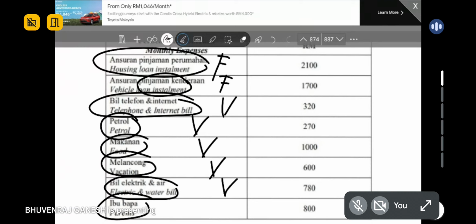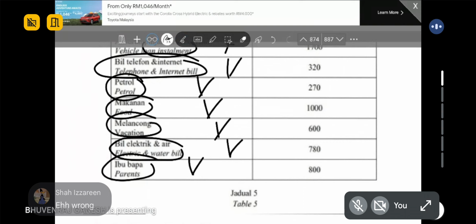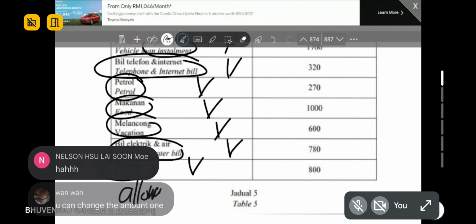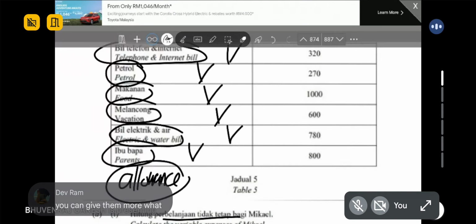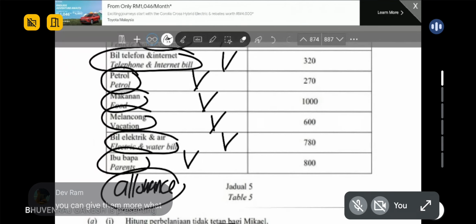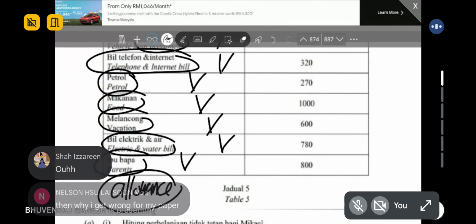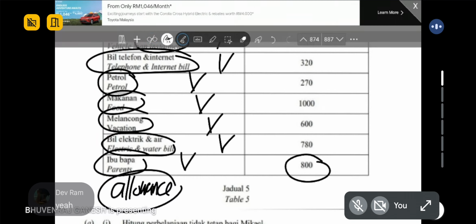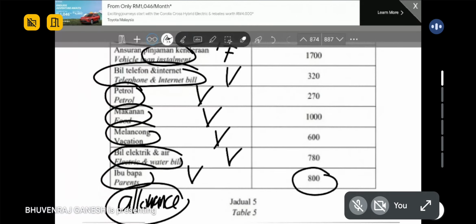Careful. Hati-hati. Fixed or variable? Fixed, Nelson. Are you sure fixed? Of course variable, guys. This one they are talking about allowance. If allowance is fixed to the parents, then how, guys? Impossible, right? You can give them more, right? So that's why it's variable. Understand? Based on the question lah, Dave. Just follow the question. Question says 800, you accept 800. Okay, remember guys, allowance for parents is always variable.